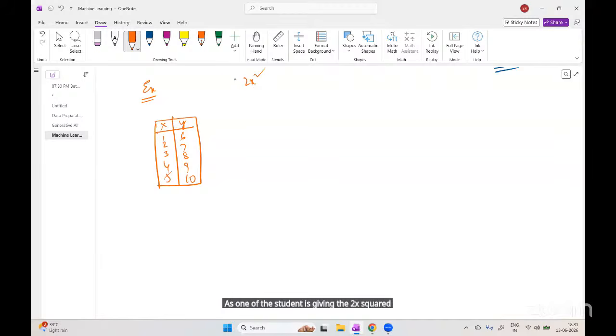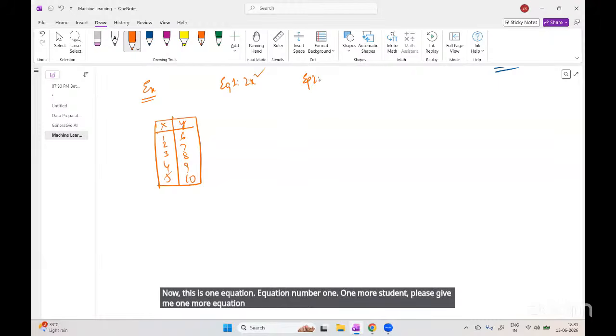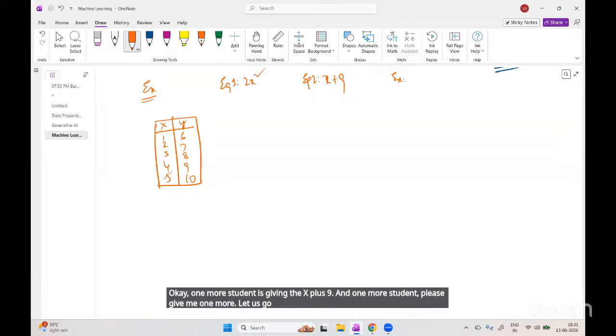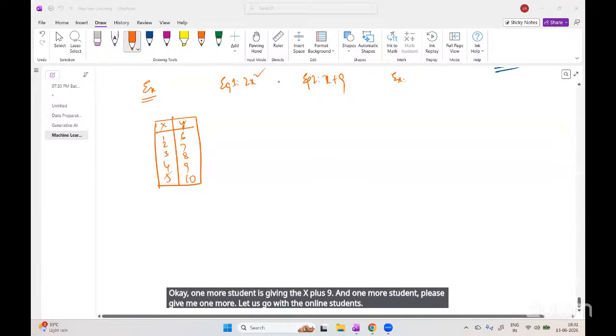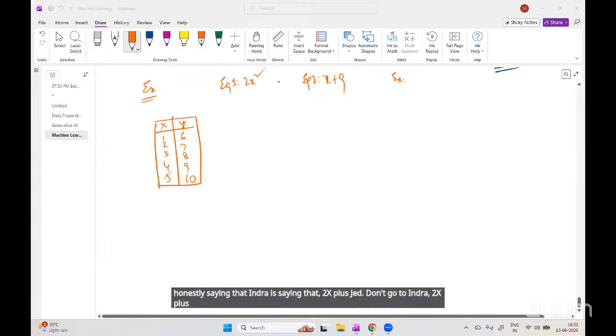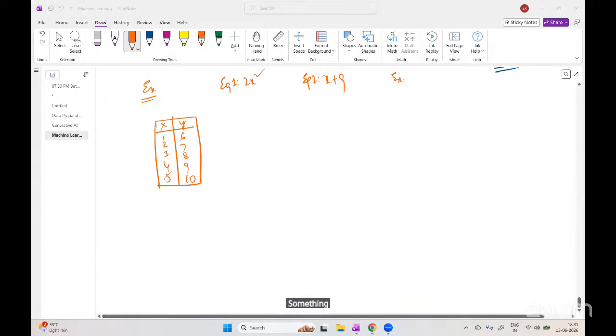Now, this is one equation, equation number 1. One more student, please give me one more equation other than 1x plus 5. Okay, one more student is giving x plus 9. And one more student, please give me one more. Let us go with the online students. Indra is saying 2x plus z. Z is unknown, right? You can't take that z.